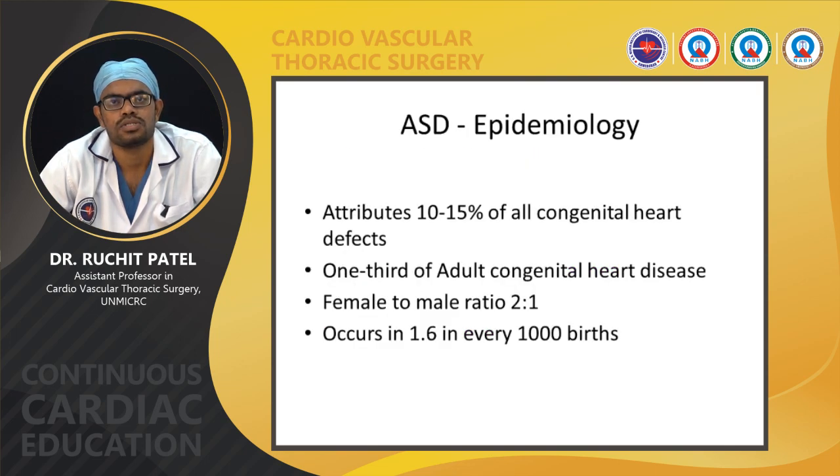Looking at the epidemiology, ASD contributes to 10 to 15% of all congenital heart disease and around one-third of all adult congenital heart disease. It is more common in females, with a ratio of up to 2 to 1, and it occurs in every 1.6 babies per 1000 births.